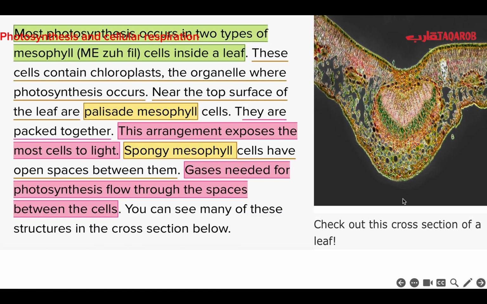So why are palisade mesophyll cells packed together? To expose the most cells to light. Why does spongy mesophyll have open spaces between the cells? Very good, because through these spaces the gases will flow. So gases needed for photosynthesis flow through the spaces between the spongy mesophyll cells.